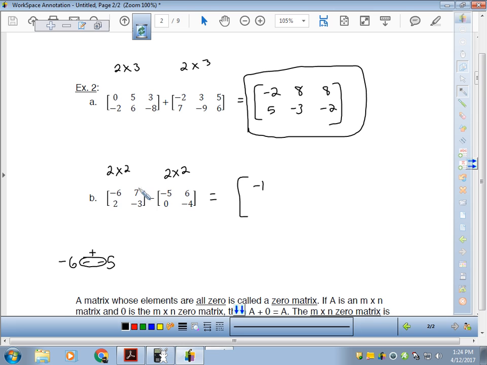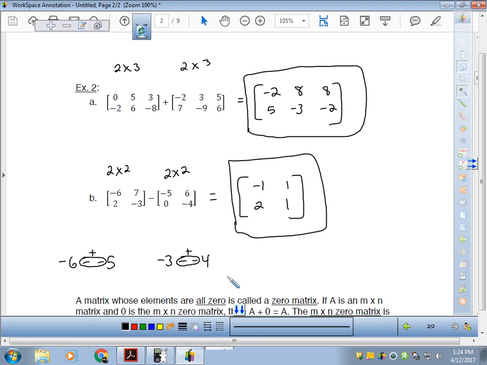For my next element, I have 7 minus 6. 7 minus 6 is 1. On the bottom row, 2 minus 0 is 2. And then the last element, we have negative 3 minus a negative 4. And again, just so you can see, this is negative 3 minus a negative 4. Since it's minus a negative, that means it's really plus. So negative 3 plus 4 gives you 1. And so that would be our result from that subtraction.